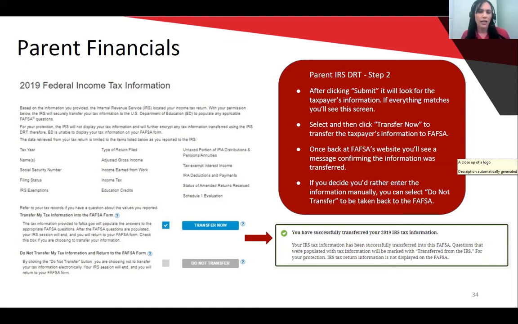However, if you decide that you'd rather enter the information manually, you can then select do not transfer to be taken back to the FAFSA. We can go ahead and go to the next slide.